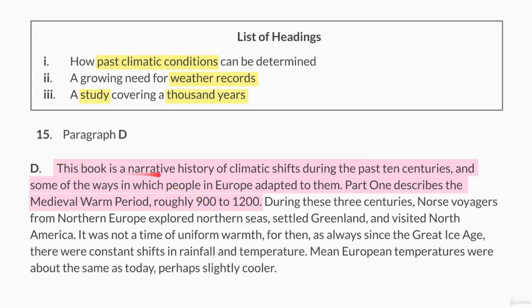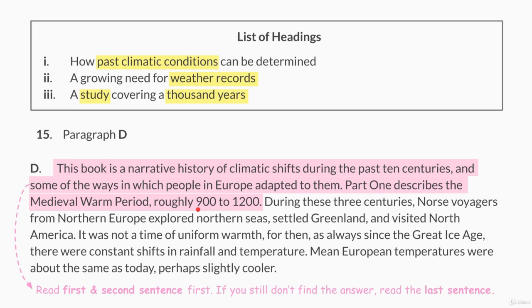This book is a narrative history of climatic shifts during the past 10 centuries and some of the ways in which people in Europe adapted to them. Part 1 describes the medieval warm period, roughly 900 to 1200. Great. So those are our 2 sentences. So every time you have to do basically the same thing. Read the first and the second sentence first, and then if you don't find the answer, read the last sentence.